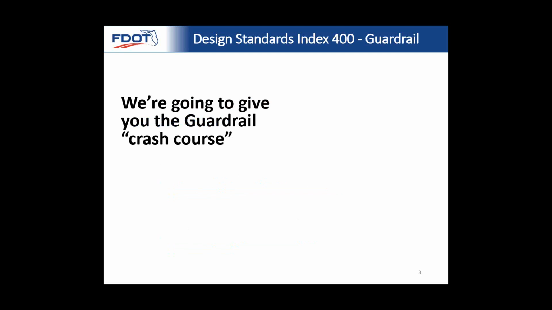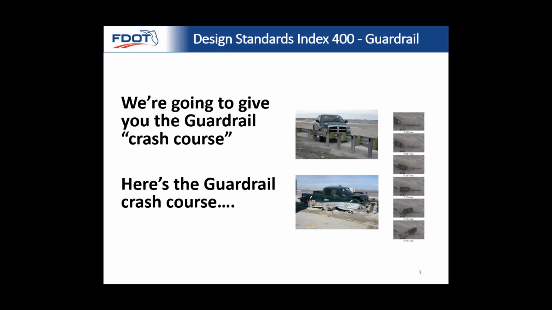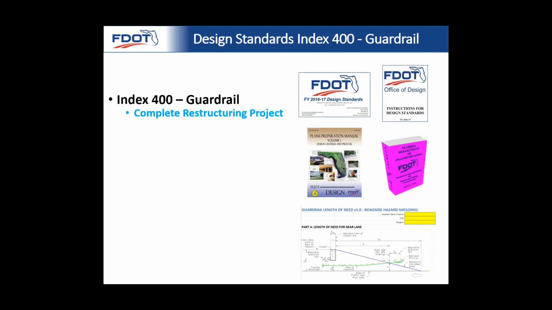All right, so as we were trying to tell you, we're going to give you the guardrail crash course. And so here's our guardrail crash course, literally. So moving on. Durwood was saying we did a complete restructuring project recently on Index 400, and we'll get into some of the reasons a little bit later. But this just tells you what's involved here. We have a brand new index. It's completely redrawn. We made things to scale, in an intuitive sequence. It's a lot easier to find information than it was in the past. It's a lot easier to pick up Guardrail if you're a beginner and understand how it all fits together. That was our goal, to increase the user friendliness. Along with that comes new specifications.